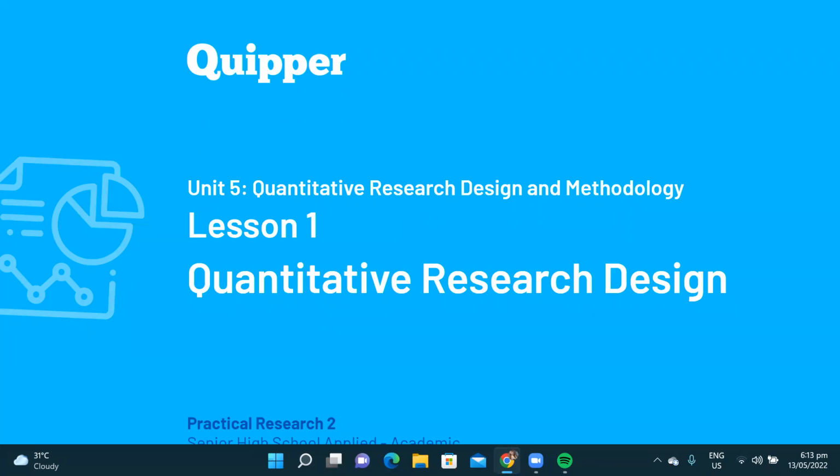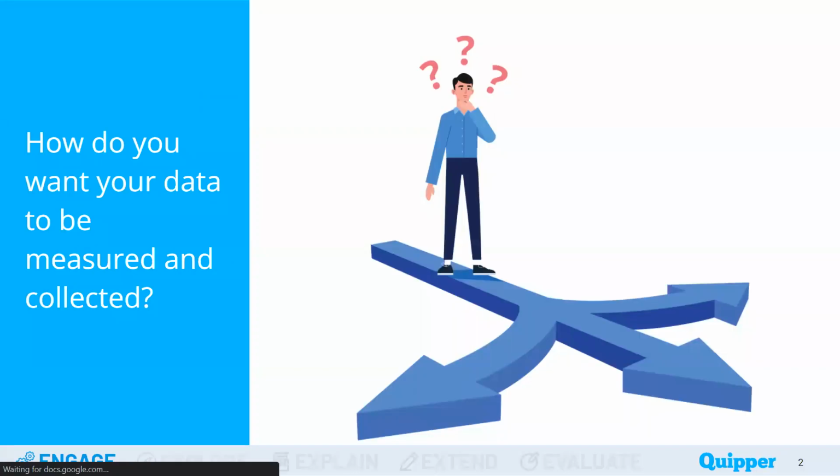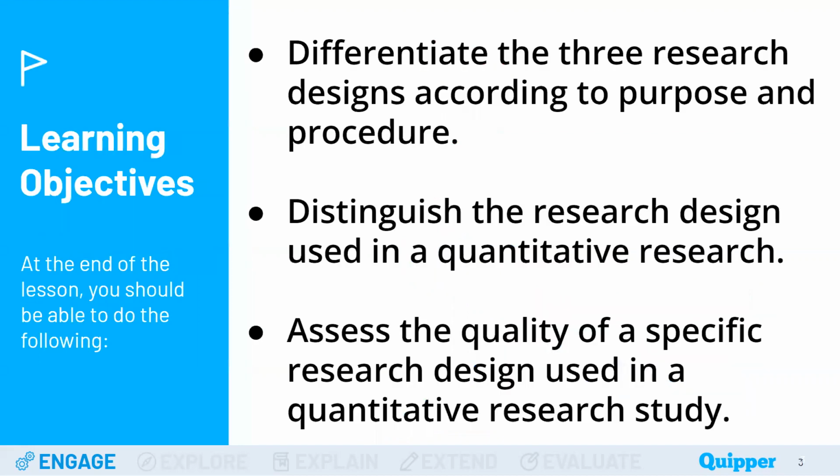So let's start. For the Chapter 5 or Unit 5, Quantitative Research Design and Methodology, Lesson 1, Quantitative Research Design. Okay, so how do you want your data to be measured and collected? Depende naman yan sa klase ng research na gagawin nyo. Kasi merong research na appropriate for qualitative, pero merong mga research na mas appropriate kung gagamitin natin ay quantitative. So kapag nag-quali ka, iba naman kapag nag-quanti, iba namang type ng measurement and then ways how to collect the data.